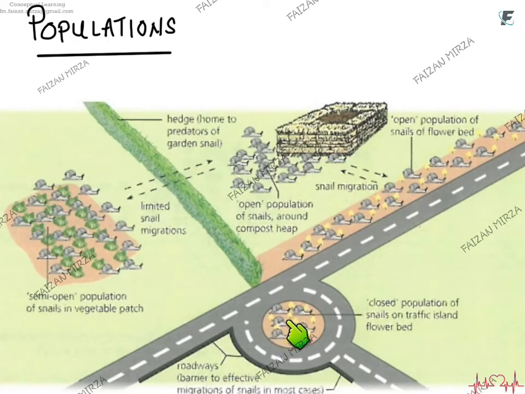So they would just reproduce together. They will pass on the alleles which they have. This is a semi-open population. This is an open population which can freely migrate there. This is also an open population here, and this is a semi-open population which can probably migrate there, but only a limited number of snails would cross this particular hedge.